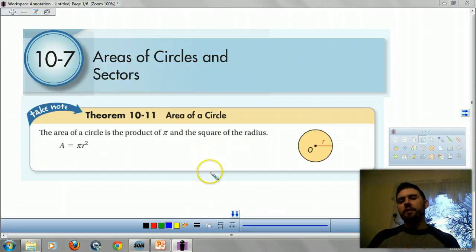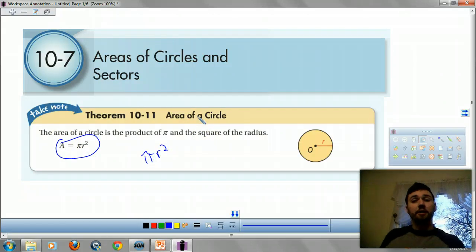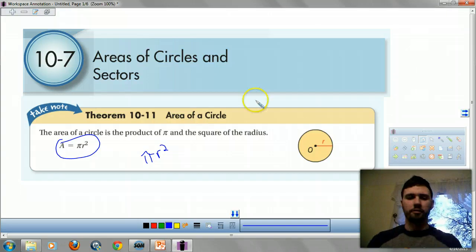First things first, guys, area of a circle is pi r squared. And we use this pi r squared because we use square units for area. Circumference is 2 pi r because we don't use squared units. They both have a pi and r and a 2 involved. But again, pi r squared, square units, 2 pi r, normal units.